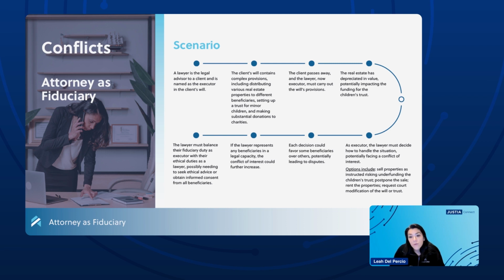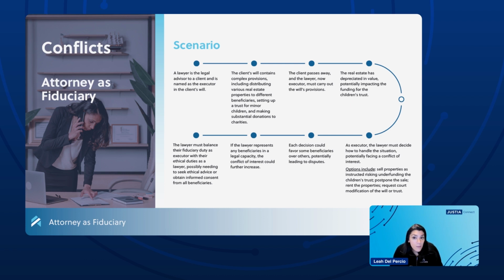The client passes away, and the lawyer that's now the executor must carry out the will's provisions. The real estate has now depreciated in value. It's potentially impacting the funding of the children's trust that was in that document. As the executor, you must decide how to handle that situation.